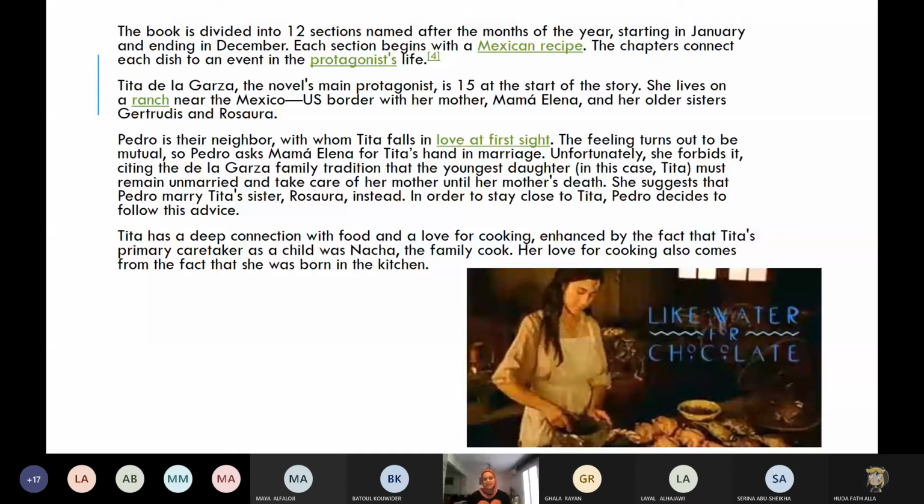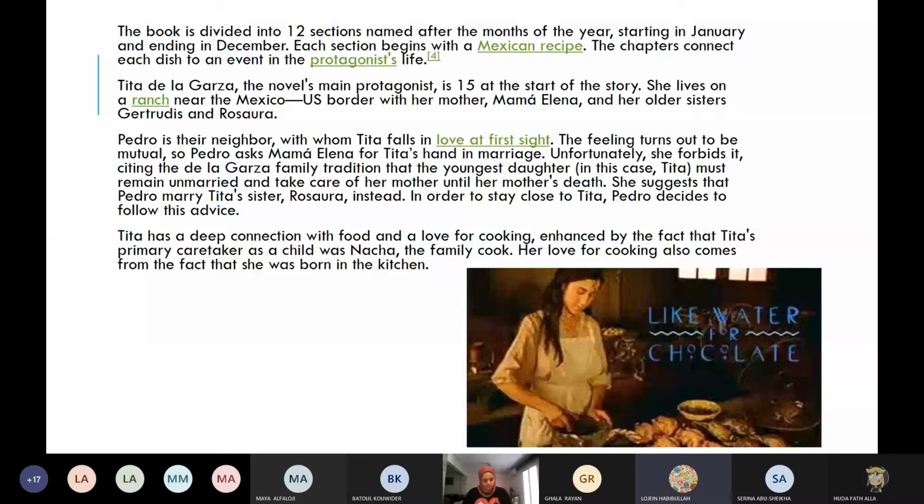Okay, so let's read, girls. Open page 247. I'm glad, Ghala, that you participated with us today, and Maya, and Serena, and Huda. Thank you, girls. Okay, 247. Judy. Lujane. Yes, miss. Okay, I'll read.